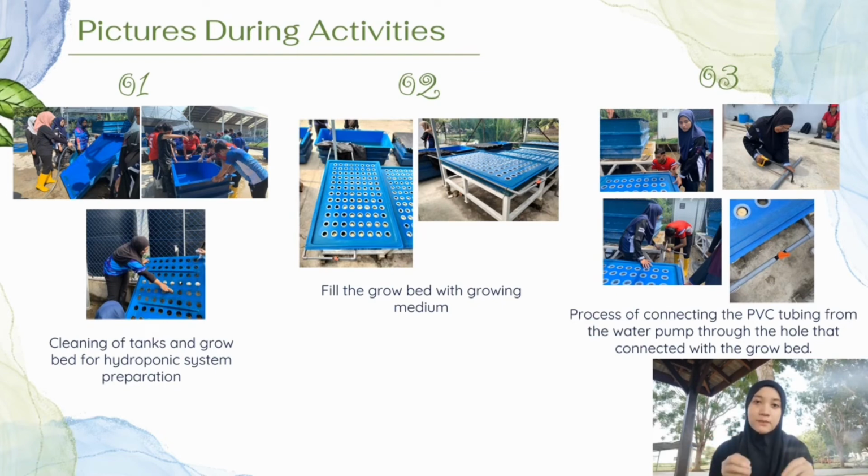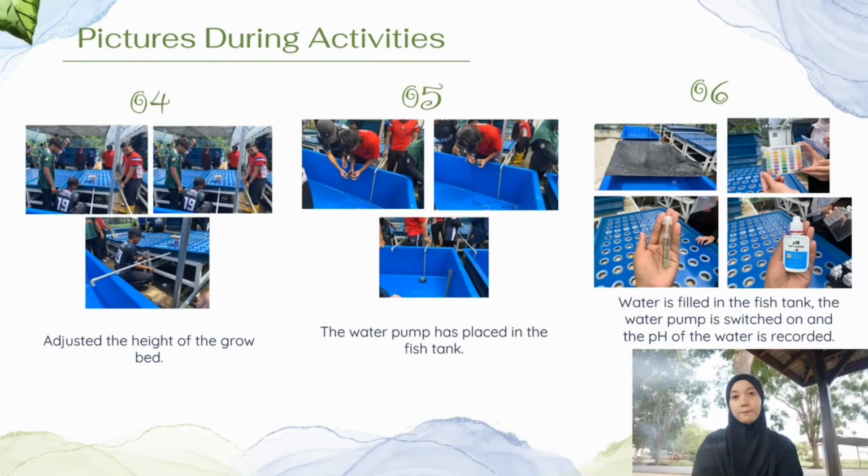Growing medium is placed in each hole of the grow bed in order to help the growth process of the plants. Next, PVC pipe is installed so that water can flow in the system. Excess PVC is cut and discarded to make it neater. The grow bed position is adjusted by using bricks so that it is slightly higher than the fish tank. The level of the PVC pipe must be in line with the tank so that it does not hang and the water can flow well from the grow bed into the fish tank.